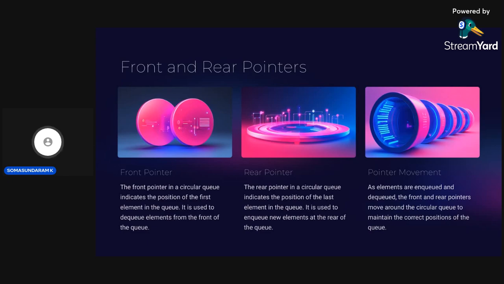The rear pointer in a circular queue indicates the position of the last element in the queue. It is used to NQ new elements at the rear of the queue. Pointer movement. As elements are NQ'd and DQ'd, the front and rear pointers move around the circular queue to maintain the correct position of the queue.